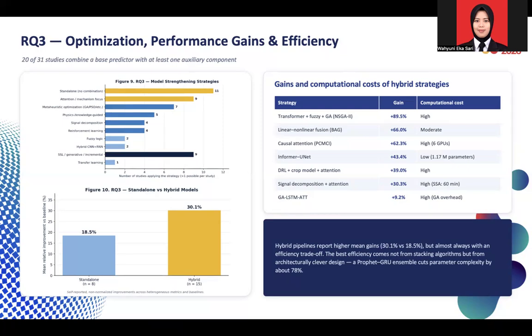So overall, hybrid pipelines report higher mean gains, 30.1% against 18.5%, but almost always with an efficiency trade-off. So the best efficiency does not come from stacking algorithms. It comes from architecturally clever design. A proprietary ensemble, for example, cut parameter complexity by about 78%.